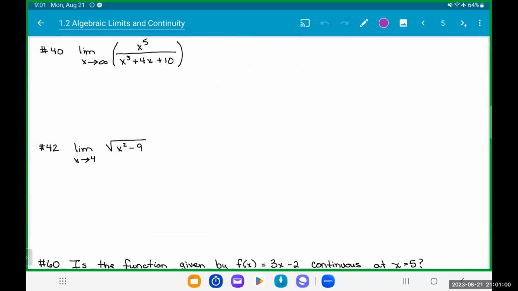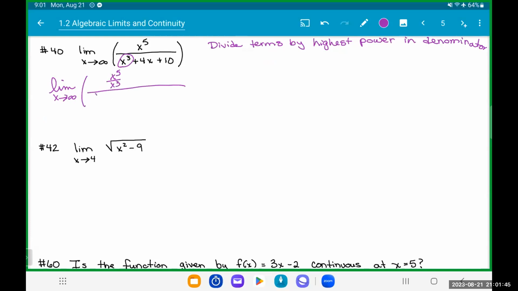Number 40. All right, so for this one, first we want to divide all our terms by the highest power in the denominator. For this problem, that is x cubed. This is the highest power. So we have the limit as x approaches infinity of x to the 5 over x cubed, x cubed over x cubed plus 4x over x cubed plus 10 over x cubed. Okay, so long as we do it to all of the terms, that's fine, and we're not changing the dynamics of the problem.